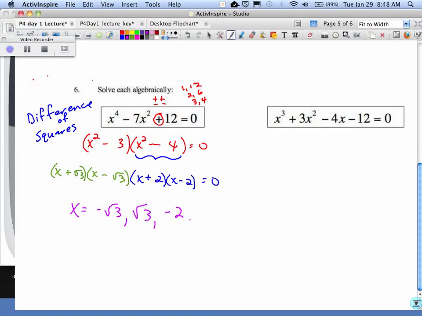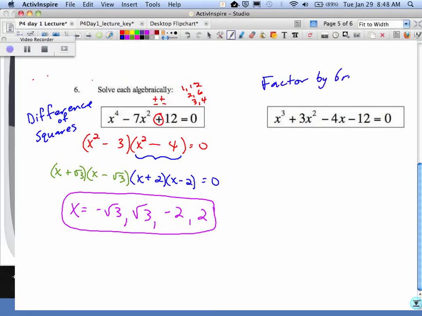X cubed. The only way right now you guys know how to solve x cubed is factor by grouping. Factor by grouping. We're going to be nice. We'll probably set it up perfectly so that the first 2 things can be grouped and the second 2 things can be grouped. What do x cubed and 3x squared have in common? Bunch of x's, right? So I can take an x squared out of both of them.